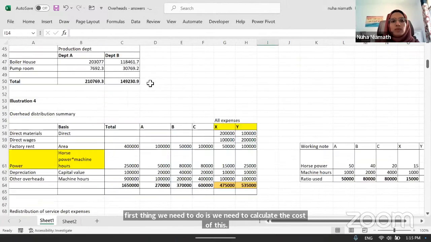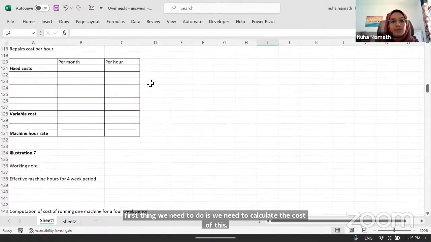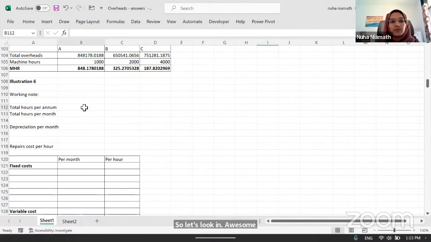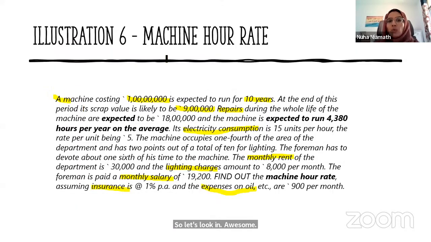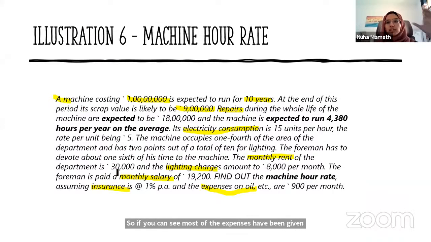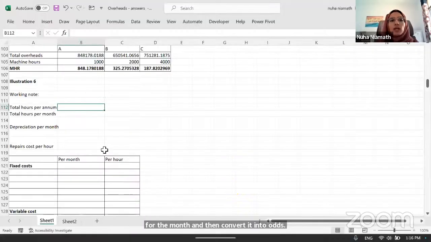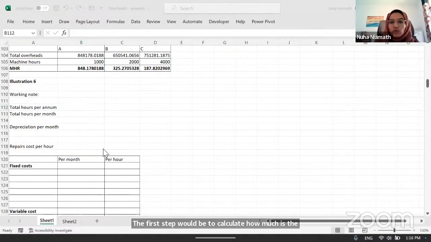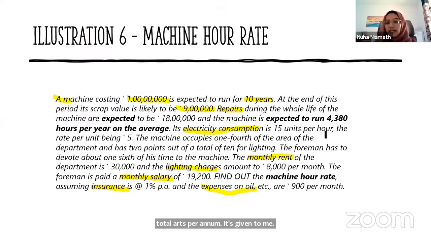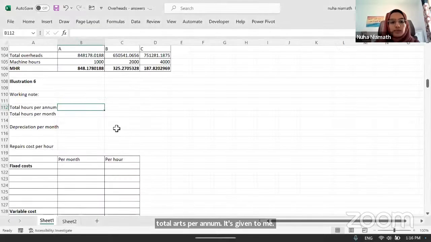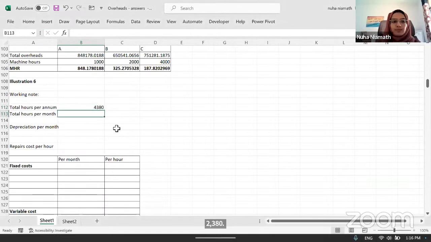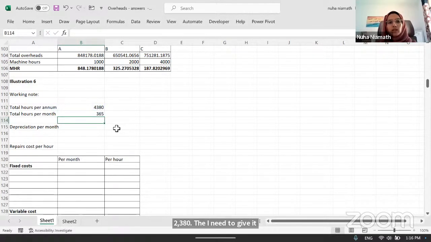So let's look into the answer. If you can see, most of the expenses have been given for the month. So let's calculate the total expenses for the month and then convert it into hours. The first step would be to calculate how much is the total hours per annum. It's given to be 4,380. It's going to be run for 4,380. It's already given. And if you want it by month, divided by 12.